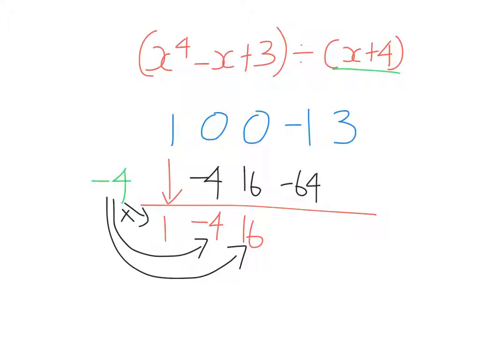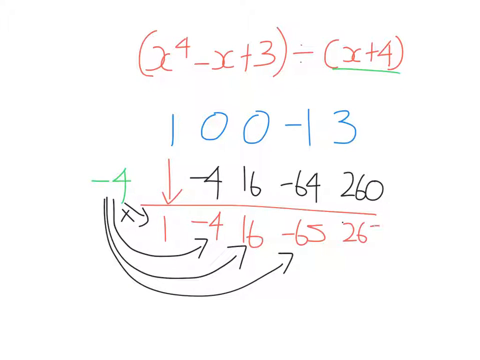Minus 1 plus minus 64 is, of course, minus 65. And I do it again. Minus 4 times minus 65 actually gives me a big number this time. It's going to give me positive 260, and 3 plus 260 gives me 263. So once again, this is the remainder. I've got 4 coefficients here, so it's going to be a cubic. This will be the coefficient of x cubed, coefficient of x squared, x, and the constant term.